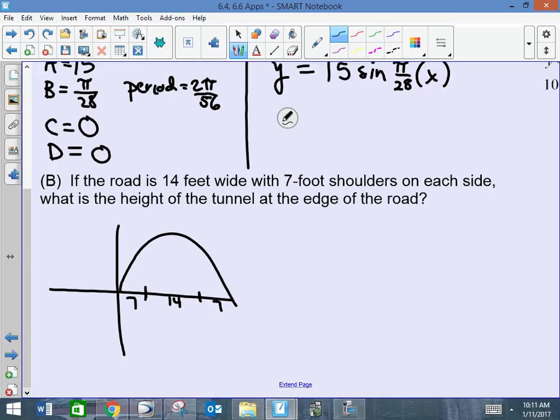Okay, what is the height of the tunnel at the edge of the road? So we are looking for, here's my road, at the edge of the road, we're looking for this, which is also the same as this, symmetrically. Okay? So how to do that? Got an equation for the curve, right? So what do we do? What do we know? Claire? Yes, ma'am. Let x equal 7.